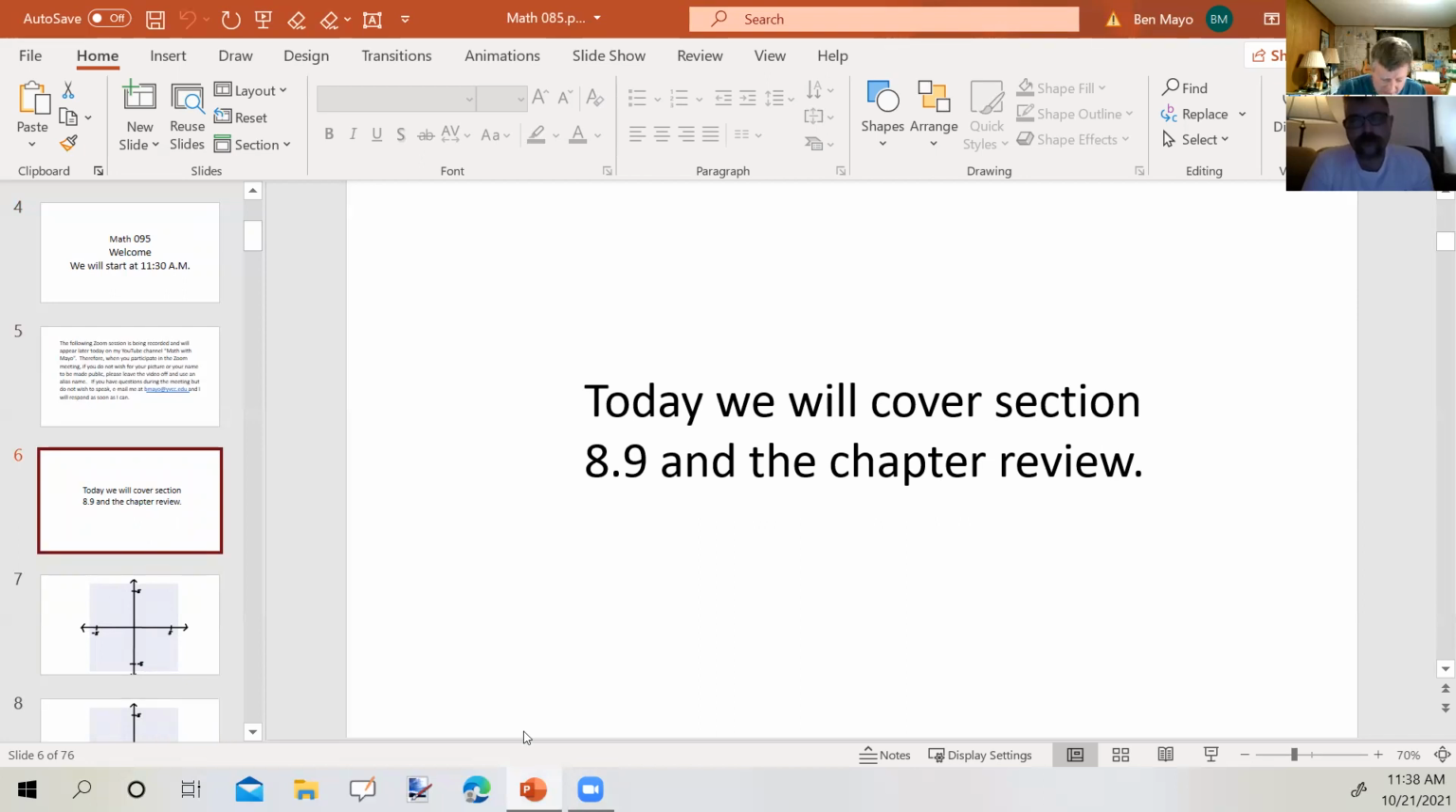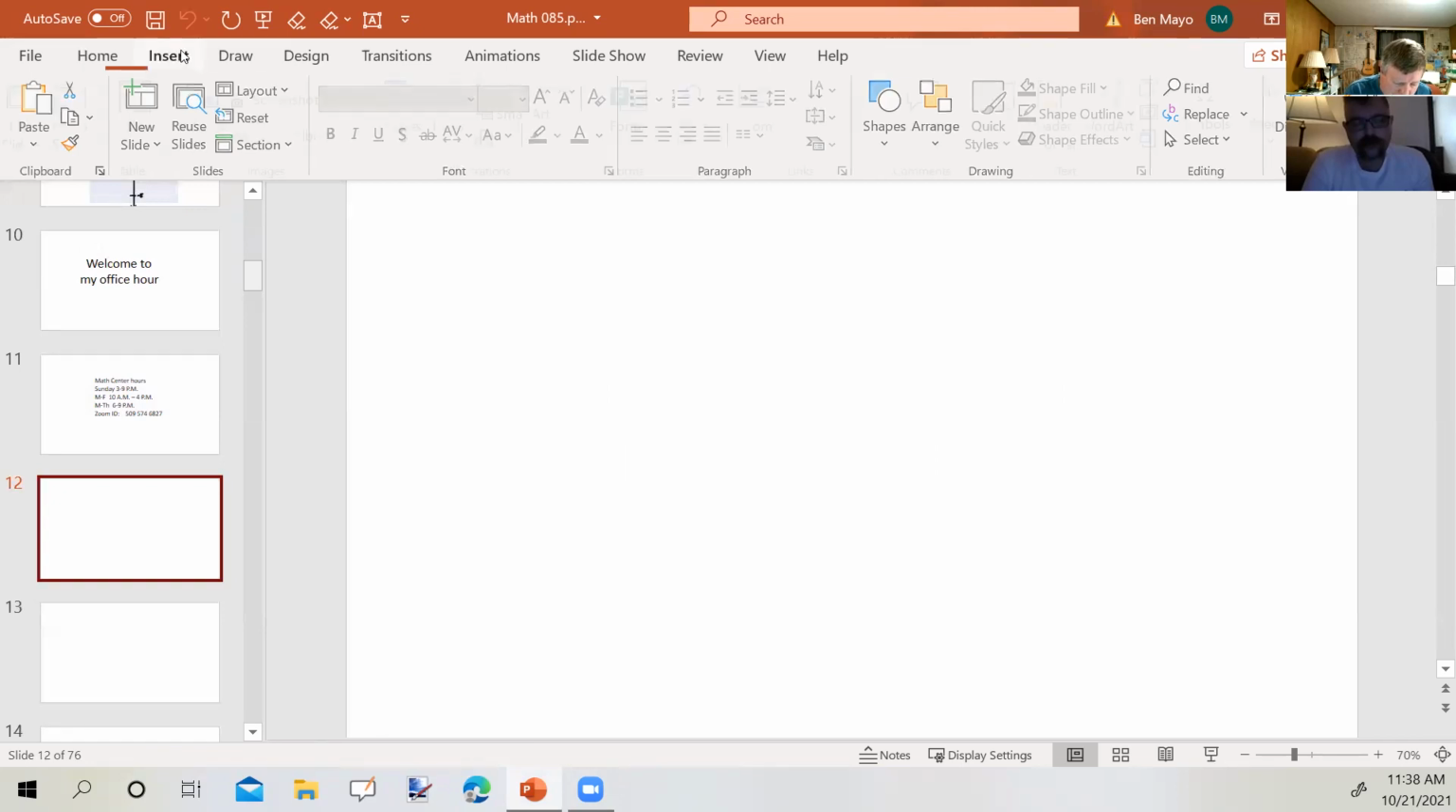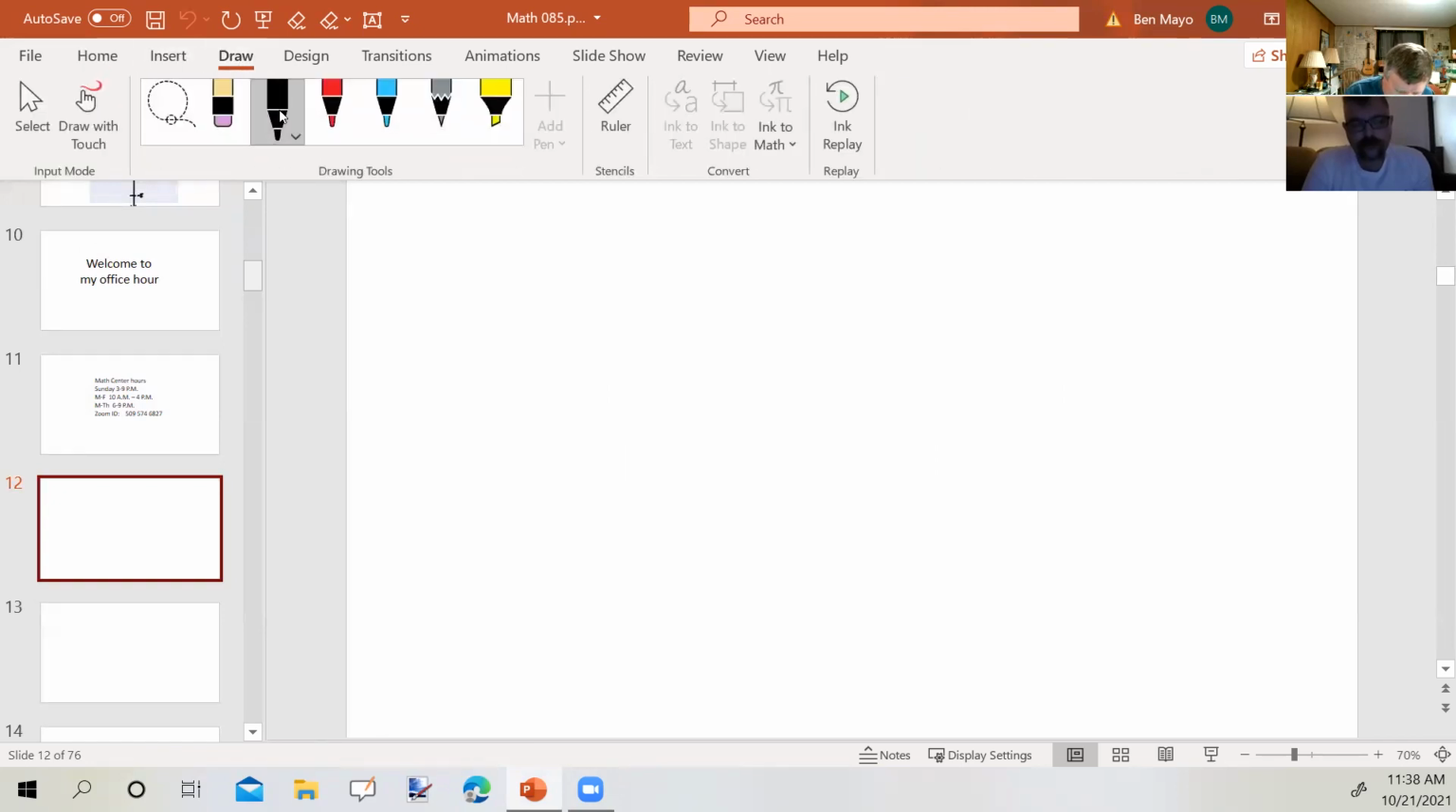Okay, so let's get started here. So 8.9. Our topic is called variation. And there are three types of variation we're going to look at today. Each one of them has a specific formula that is used for that type of variation. So we'll look at a formula, an example, another formula, example, et cetera, et cetera.